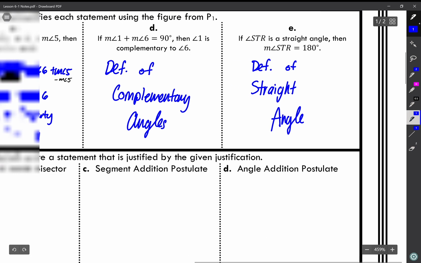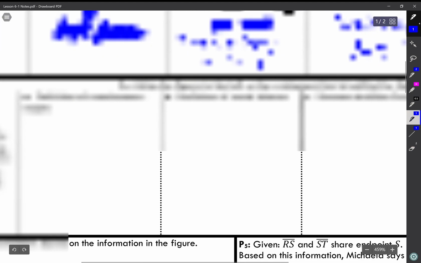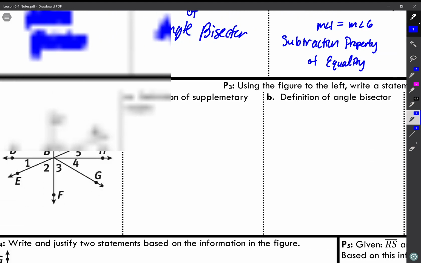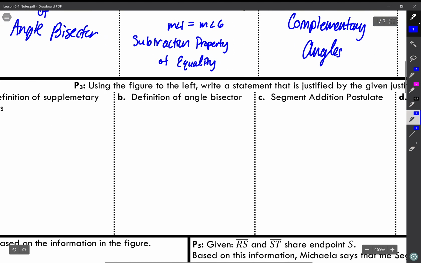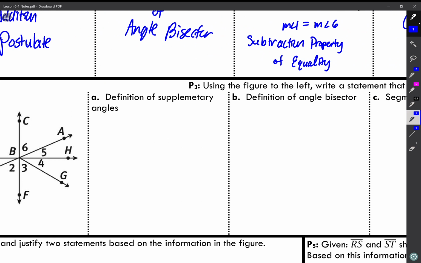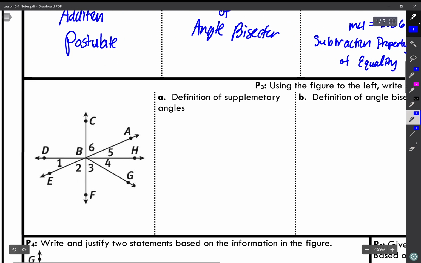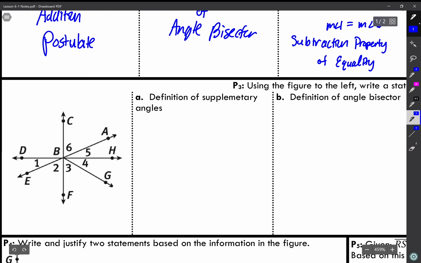Awesome. Next. Now, we've got a new drawing. It says P3 says using the figure to the left, write a statement that is justified by the given justification. So now we're writing a statement. We have a little more freedom with this. We can write any statement from here. There's a bunch of different ones we can do, but let's look at part A. The reason that we're given is definition of supplementary angles. So that means that the two angles are going to add up to 180 degrees.